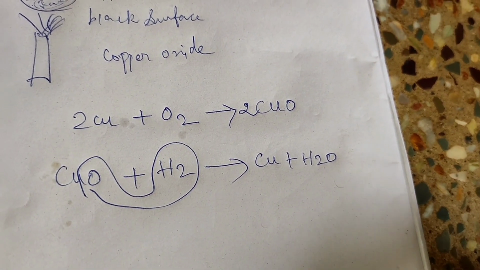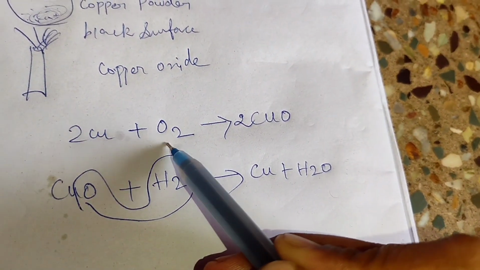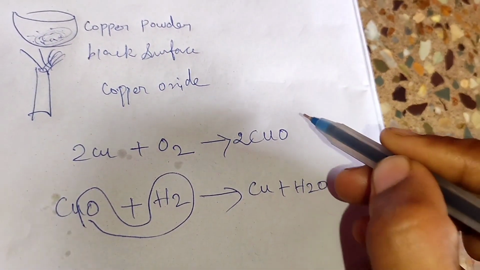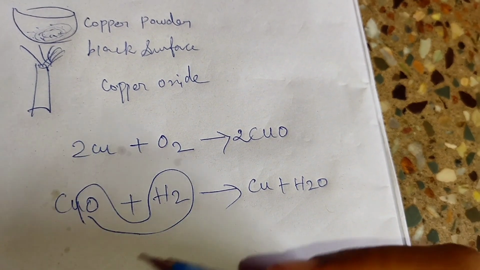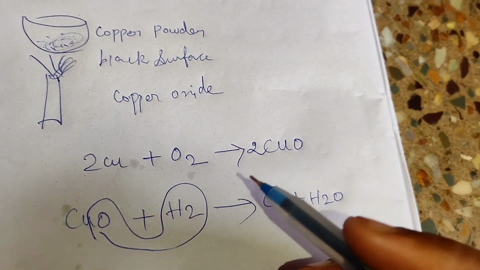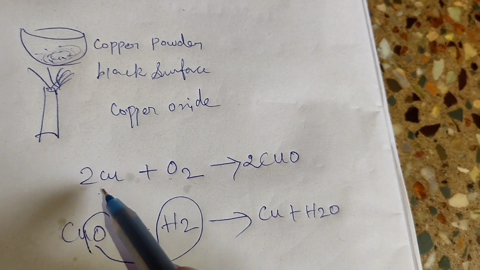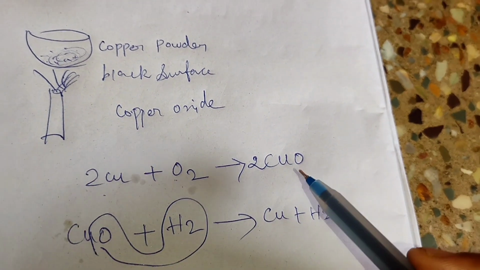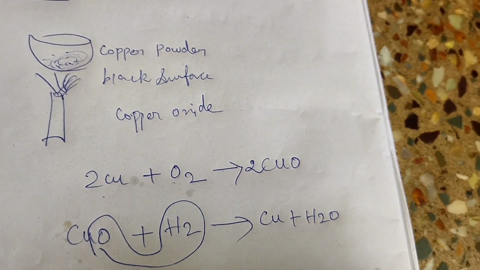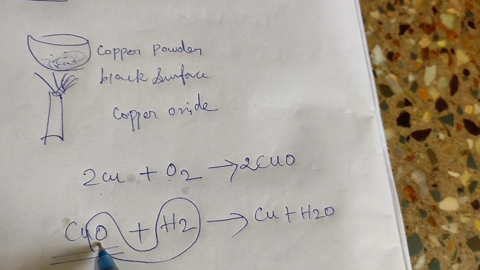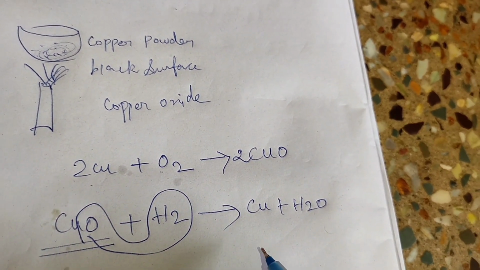In a reaction, if oxygen is gained, that is an oxidation reaction. If oxygen is removed, that is known as a reduction reaction. Here the copper absorbs oxygen, so it is gaining oxygen, and this is known as an oxidation reaction. From the copper oxide, the oxygen is removed, so this is a reduction reaction.